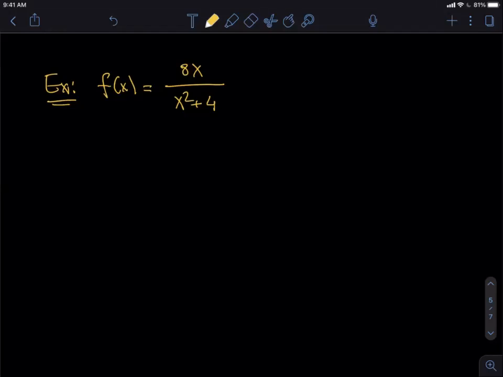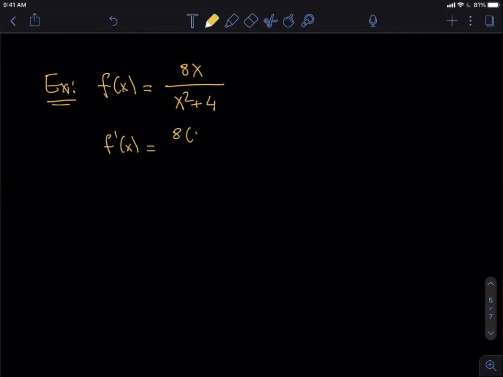Let's see another example. We saw in a previous video a very similar one where the denominator had a negative x squared minus 4. Now we are going to do it with plus 4. And what is going to happen, the behavior is going to be radically different.